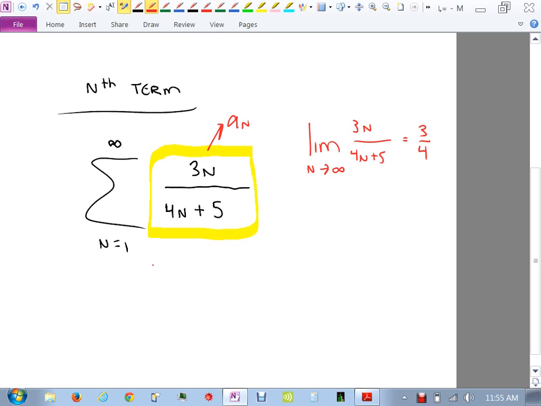So this is divergent, right? It diverges by the nth term test. And that would be the end of the problem. Yep, you need to write it down.